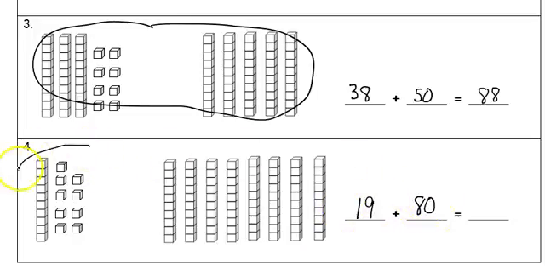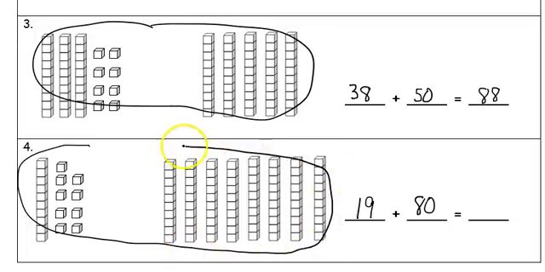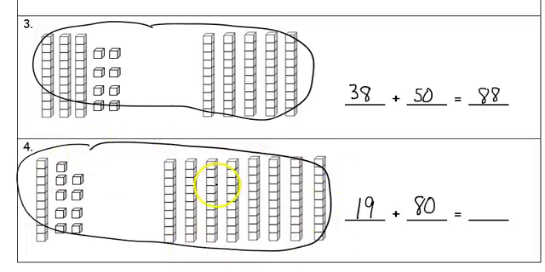And if you picture us combining these two pictures, you're now given 9 groups of 10, and we still have our 9 ones. That means 19 plus 80 equals 99.